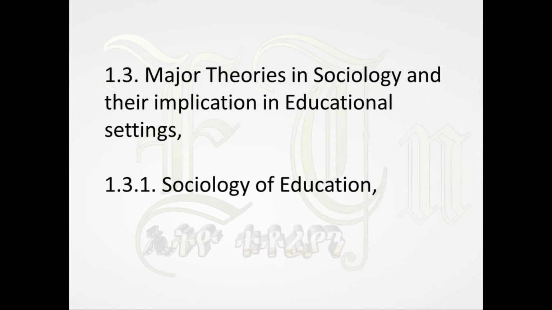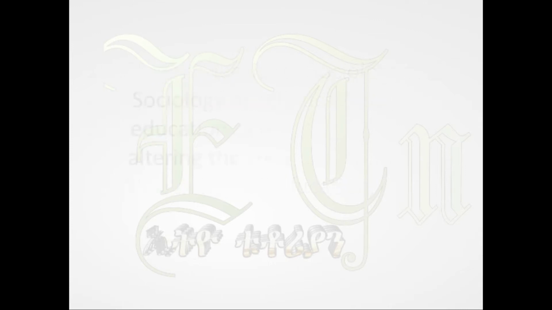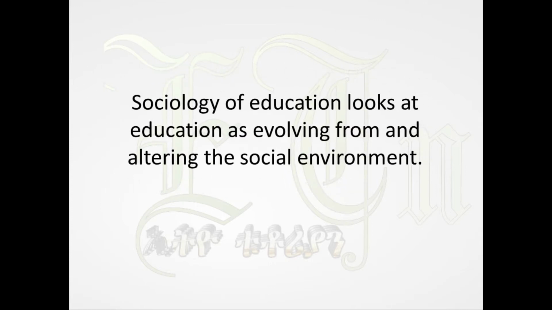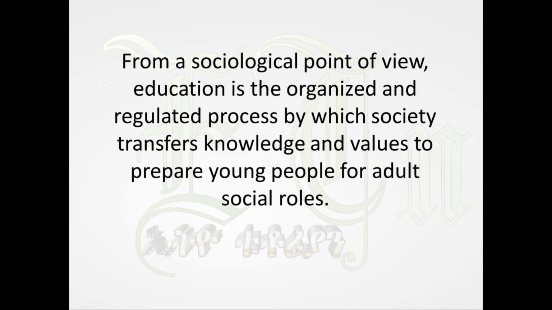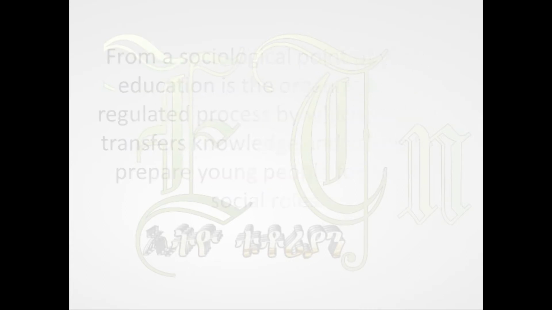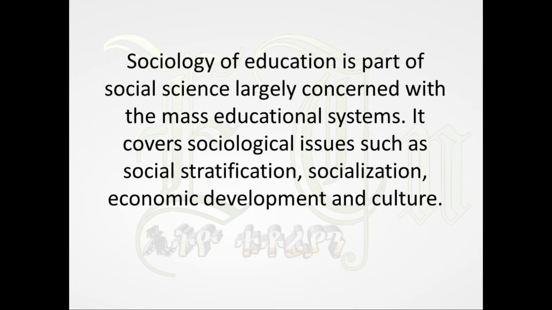1.3. Major theories in sociology and their implication in educational settings. 1.3.1. Sociology of education. Sociology of education looks at education as evolving from and altering the social environment. From a sociological point of view, education is the organized and regulated process by which society transfers knowledge and values to prepare young people for adult social roles.